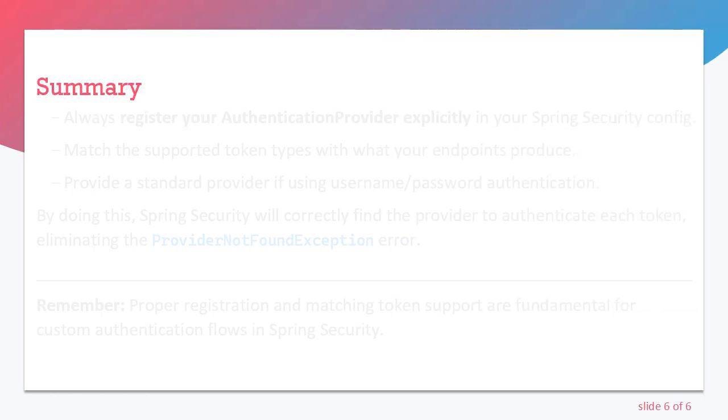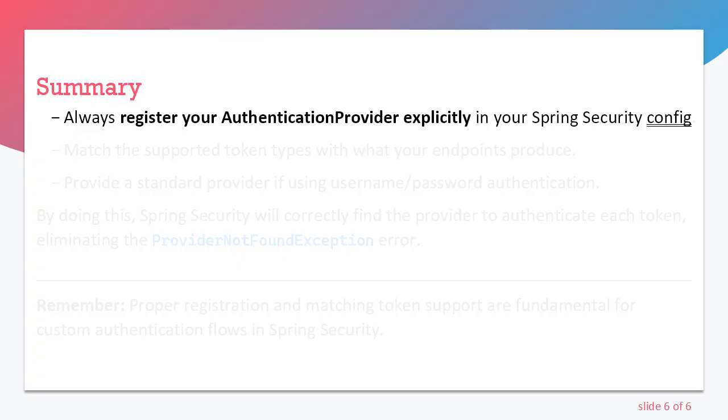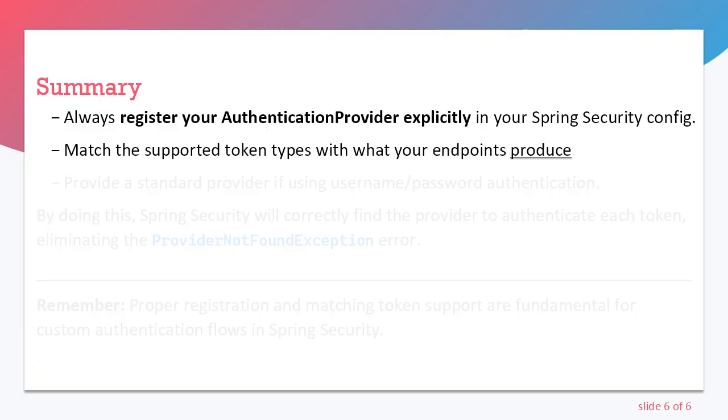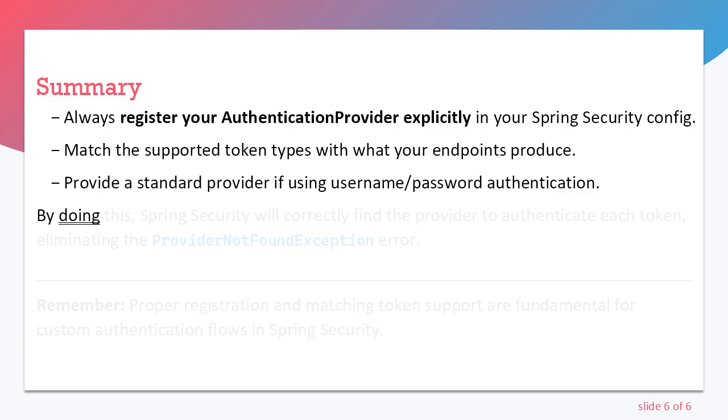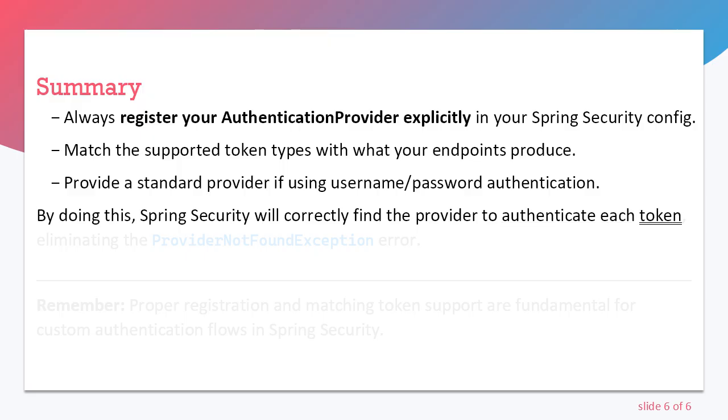Summary. Always register your authentication provider explicitly in your Spring Security config. Match the supported token types with what your endpoints produce. Provide a standard provider if using username password authentication. By doing this, Spring Security will correctly find the provider to authenticate each token, eliminating the provider not found exception error.